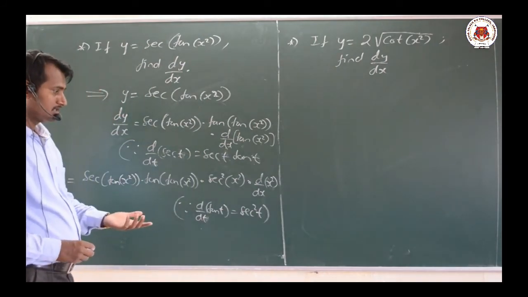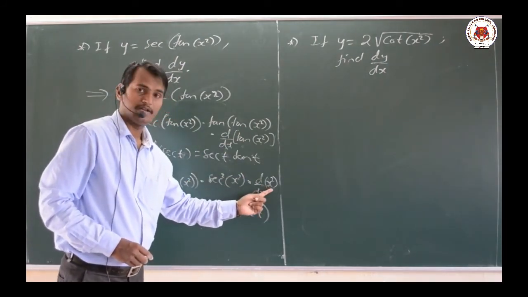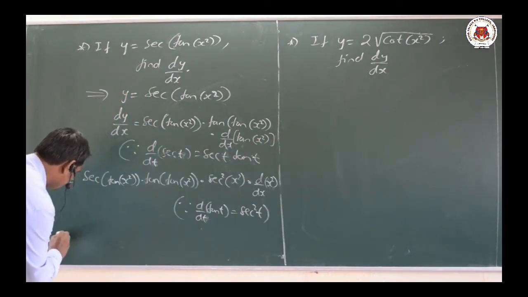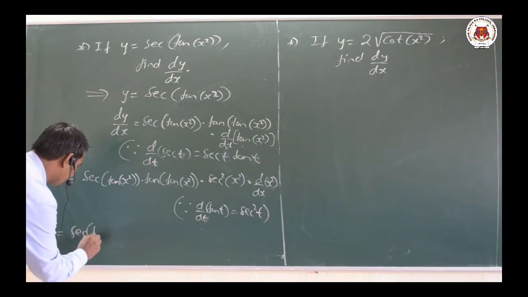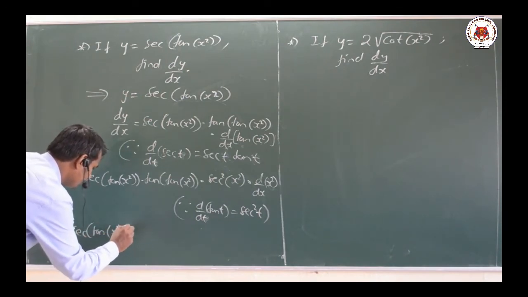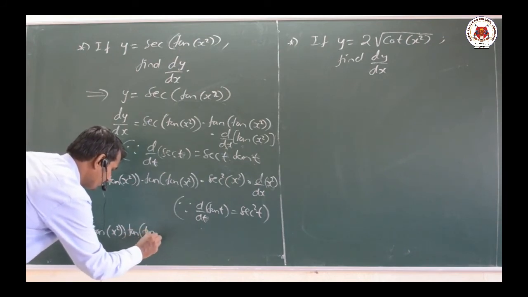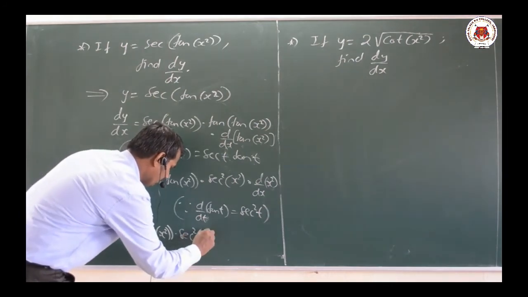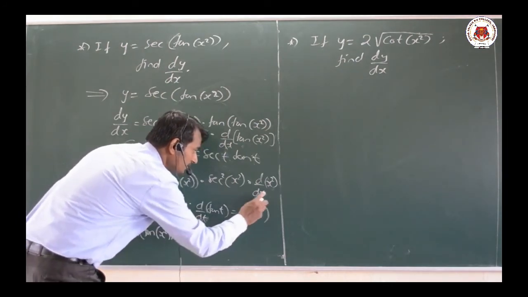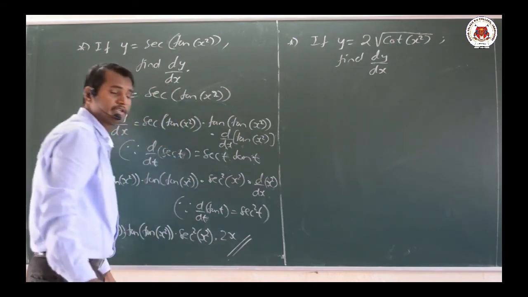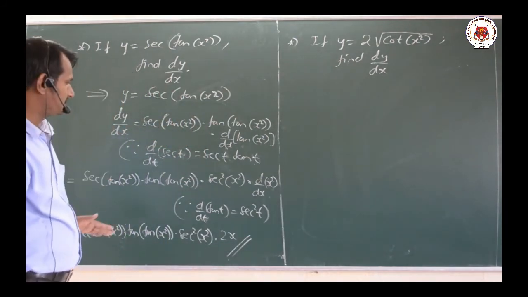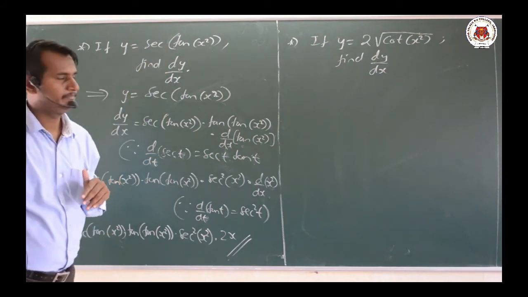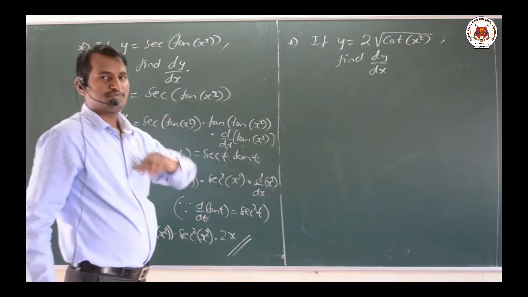Now the last step. What is the last step here? d by dx of x square. X square differentiation becomes 2x and we stop. What we have here is equal to secant of tan of x square into tan of x square, into secant square of x square, into d by dx of x square, which is 2x. That is your required result. It is also a very simple problem. Just for your practice purpose, we have to solve all these kinds of problems. Now let us move on with the next problem.